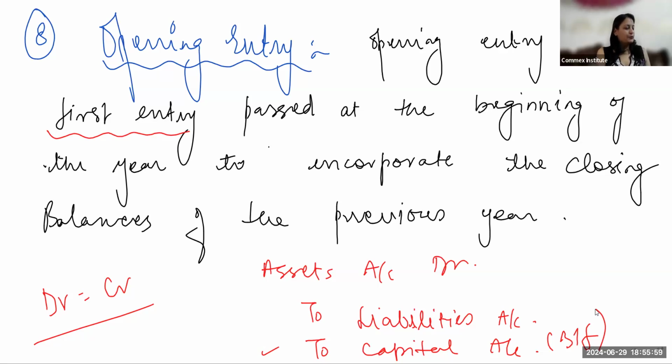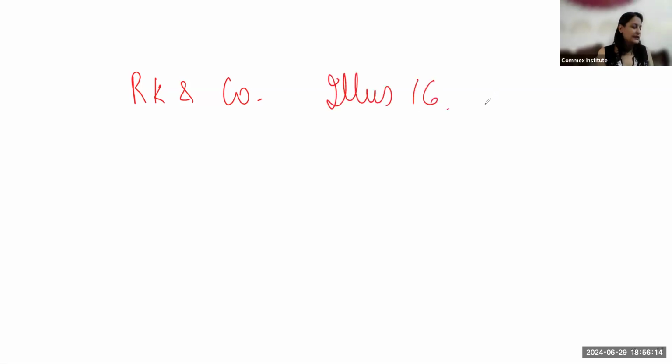Come to page number 8.4, illustration 16. In the old books also it must be there. Balance sheet of RK and Company. In the new books, this is illustration 16. Those who do not have it, I'm just sending them the picture. Just see, it is a very clerical kind of thing to pass the opening journal entry. They have already done it.